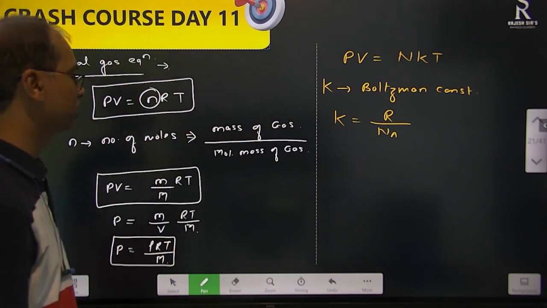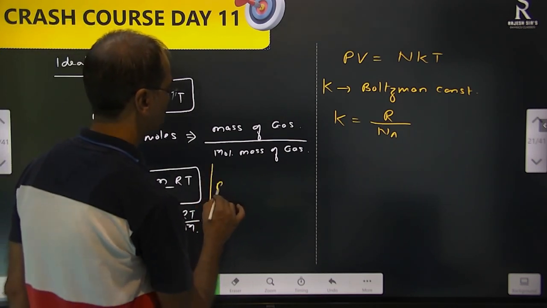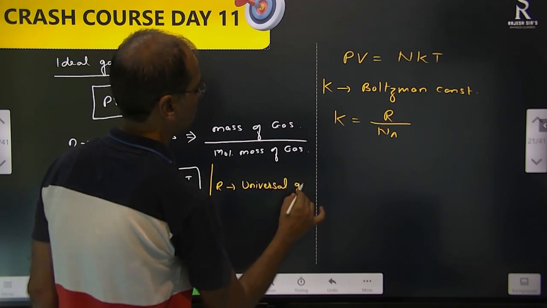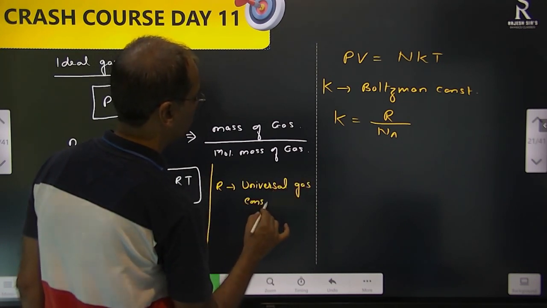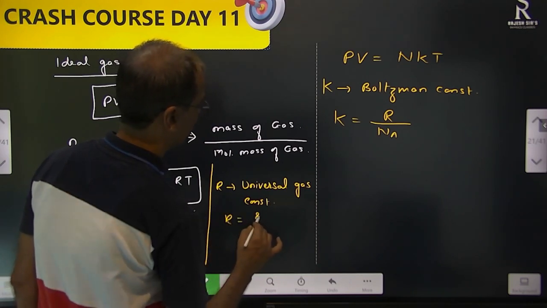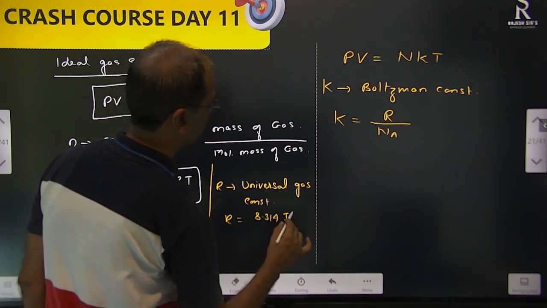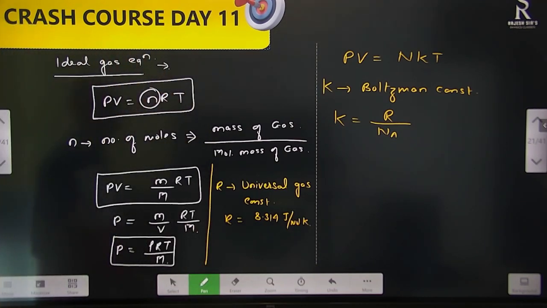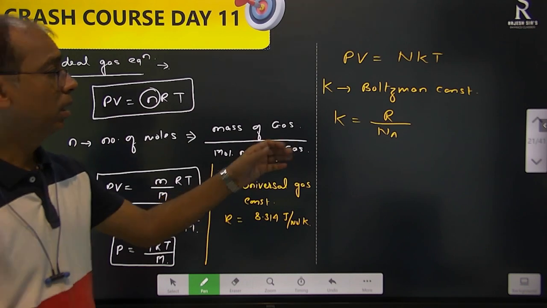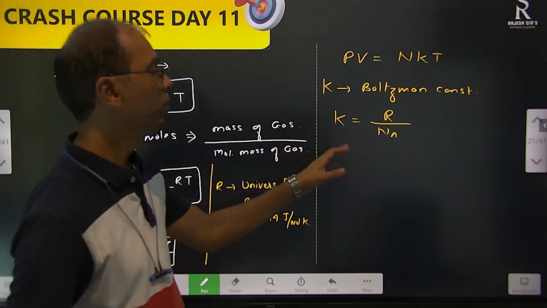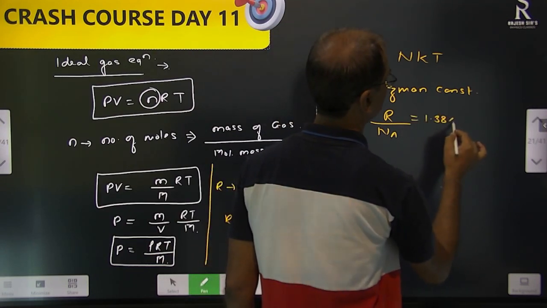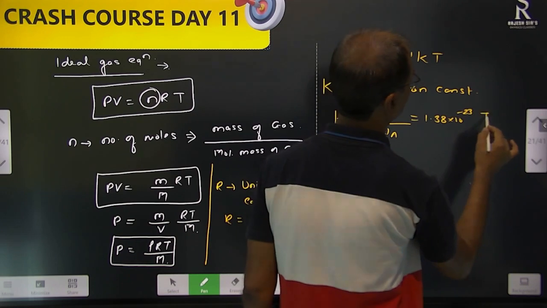R is what? Universal gas constant, and its value you also know, 8.314 joule per mole per Kelvin. Then k is the Boltzmann constant. Now its value is what? 1.38 into 10 to the power minus 23 joule per Kelvin.